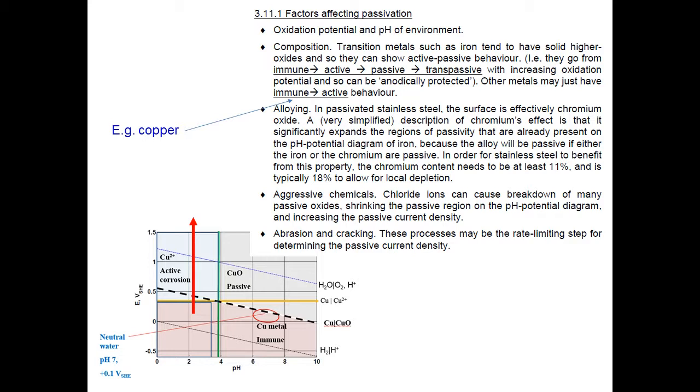And finally, abrasion and cracking. So it may be that when we have a very low passive corrosion rate, as I showed on the previous Evans diagram, we may have a passive corrosion current density which is actually rate limited just by the speed at which the solid oxide is abraded from the surface of the alloy. So frequently you can imagine anyway that being the rate limiting step for passive corrosion current density.